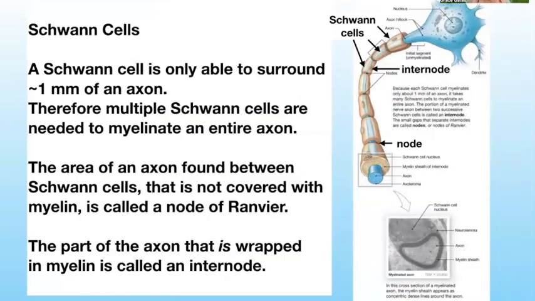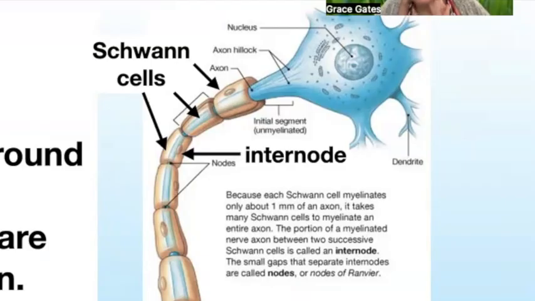A Schwann cell is only able to surround about 1 millimeter of an axon. Therefore, multiple Schwann cells are needed to myelinate an entire axon. The area of an axon that is found between Schwann cells that is not covered with myelin is called a node of Ranvier. The part of the axon that is wrapped in myelin is called an internode because it's between the nodes of Ranvier.